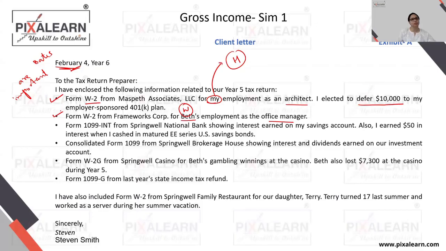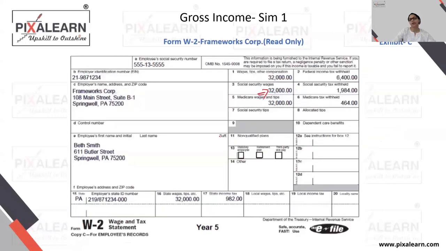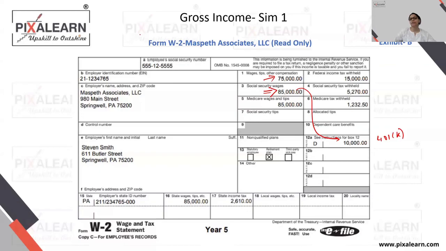Okay, so we are done with this. There is a Form 1099-INT from Springville National Bank showing interest earned on my savings account. Also, I earned $50 in interest when I cashed in a matured Series EE US savings bond. Okay, so we have done this. In your mind, take note. This has been done. This has been done.